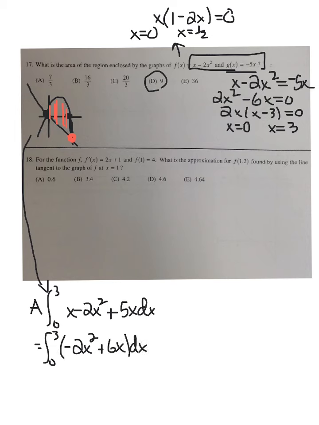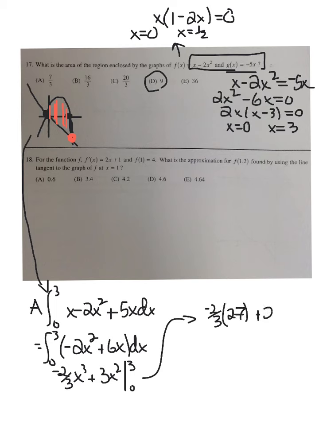dx. Alrighty. So when I integrate that, I'm going to get negative 2/3 x cubed plus 3x squared, evaluating from 0 to 3. Really, I'm only plugging in the 3, because when I plug in 0, I am going to get nothing. So I'm going to have negative 2/3 times 27, and over here plus 27, which ends up being negative 18 plus 27, which is 9. And that's choice D.